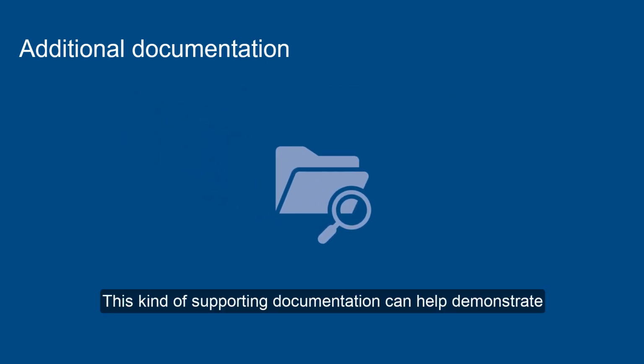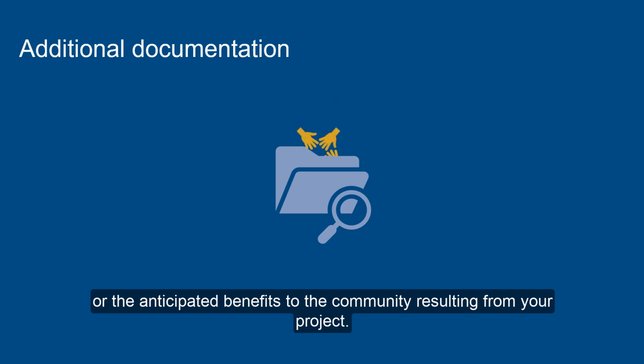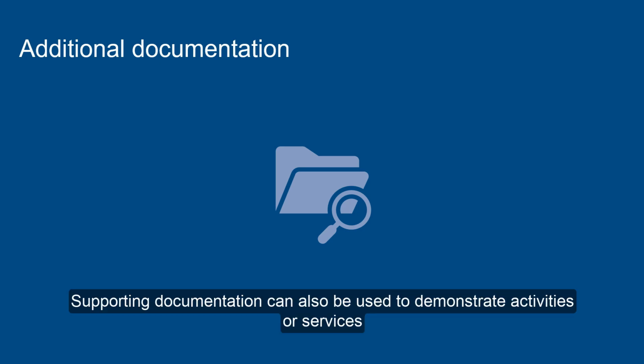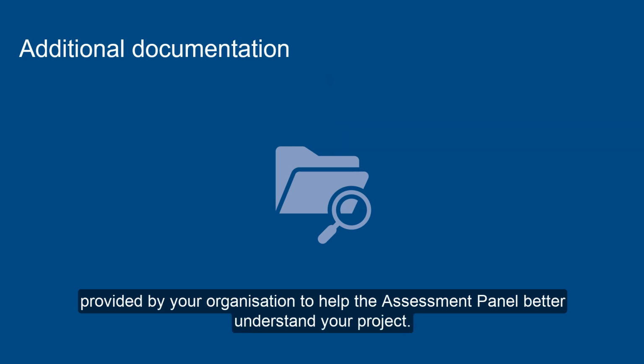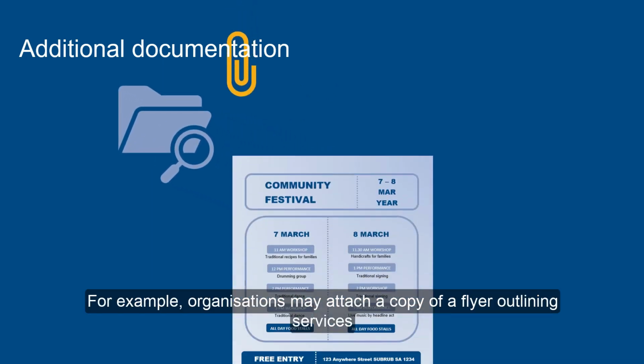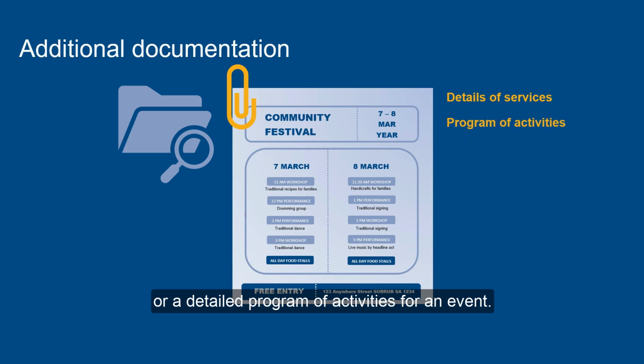This kind of supporting documentation can help demonstrate your organization's capacity, the community need, or the anticipated benefits to the community resulting from your project. Supporting documentation can also be used to demonstrate activities or services provided by your organization to help the assessment panel better understand your project. For example, organizations may attach a copy of a flyer outlining services or a detailed program of activities for an event.